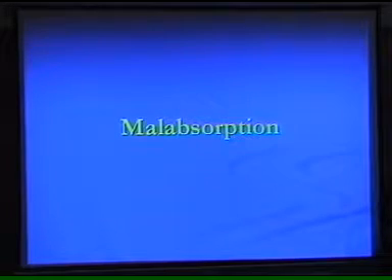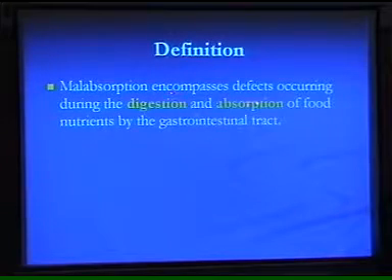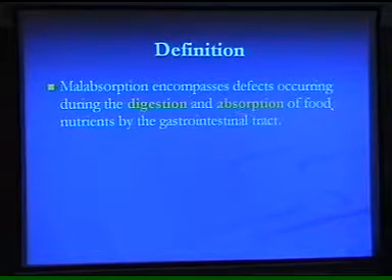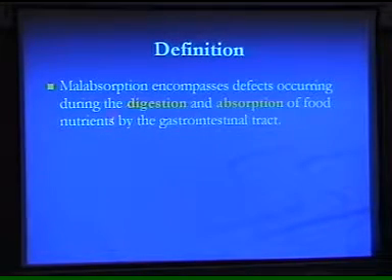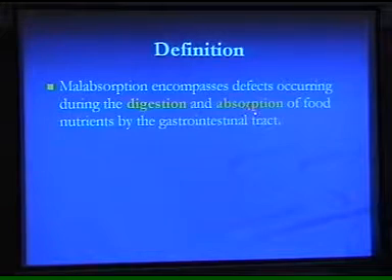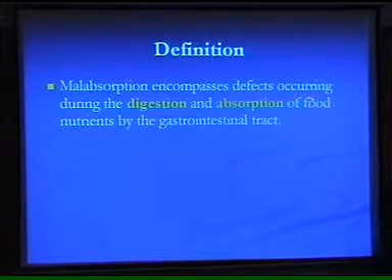Malabsorption. What is malabsorption? It is a term which encompasses defects occurring during the digestion and absorption of food nutrients by the GI tract. So either if the digestion is impaired or the absorption from the mucosal surface is impaired, it's going to lead to malnutrition.